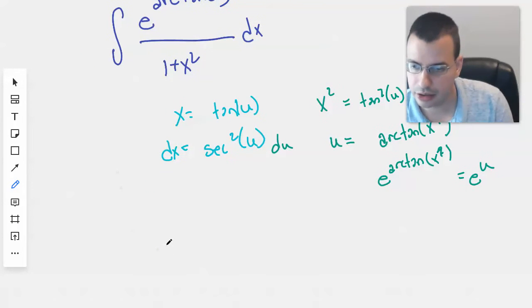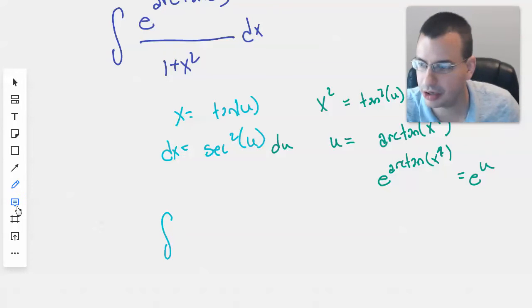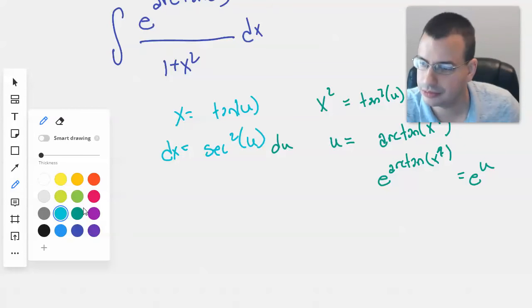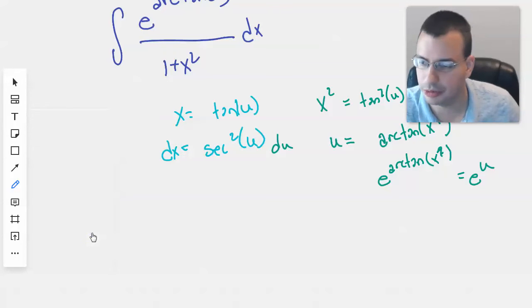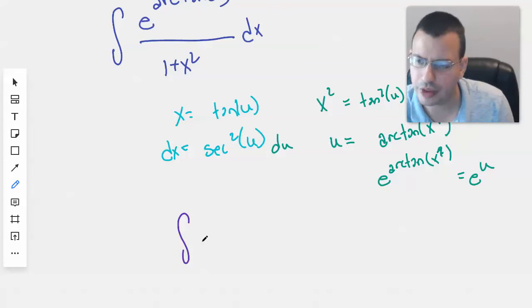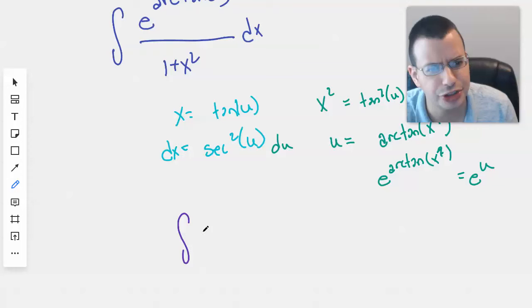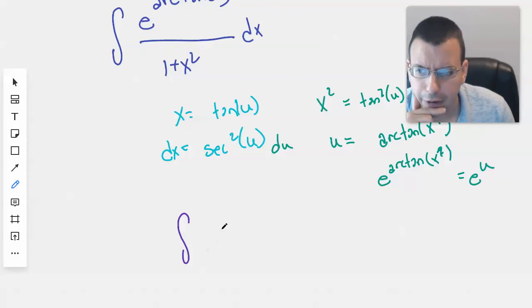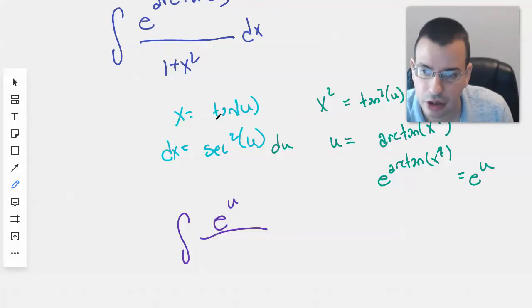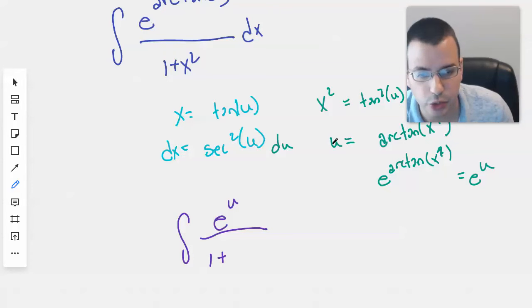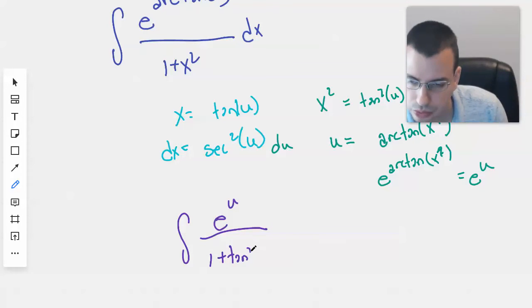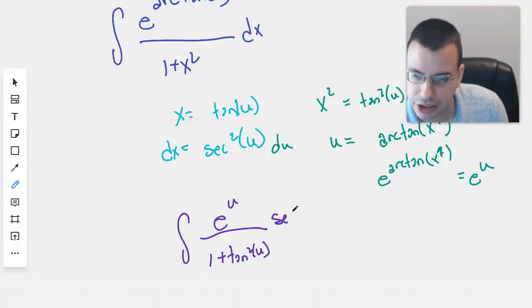Substituting things in. Oh, no, it's the same colors up there. Adds ambiguity. Dark purple it is. Okay. Ooh, that is kind of nice. Surprisingly satisfying, though still similar to dark blue. So we have e to the u, which is interesting. But then we also have 1 plus, and then x squared is tangent squared of u. Then we need to do the secant squared of u du.